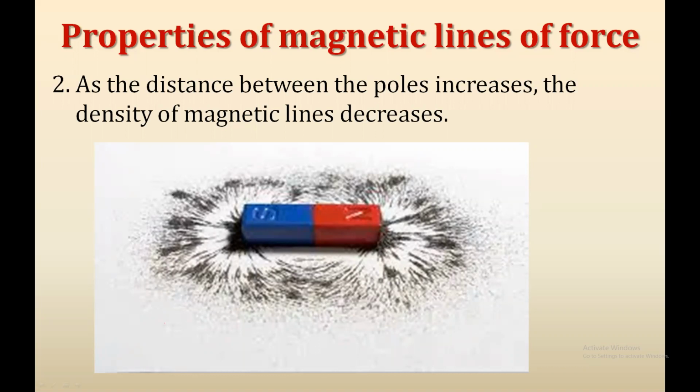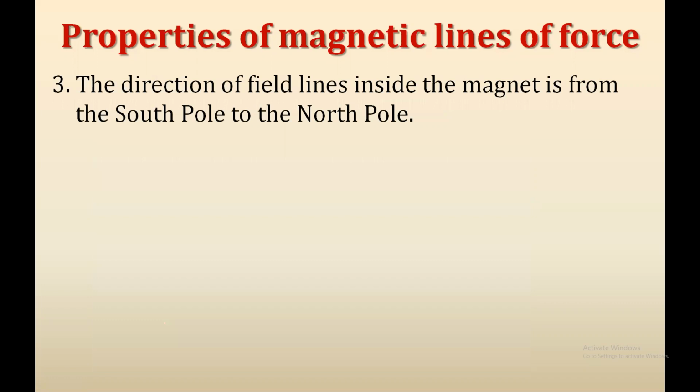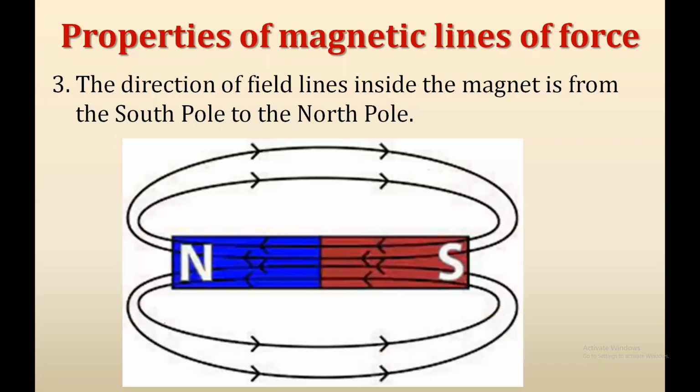Okay. Let's go to the third property. The direction of the field lines inside the magnet is from south pole to north pole. Outside the magnet, the direction we saw in the first point. Which point did we see? Outside the magnet, the lines of force always originate from the N pole and terminate at the S pole. But what about the inside? Because the magnetic lines of force always take a closed path, it means that inside they are flowing from S pole to north pole.